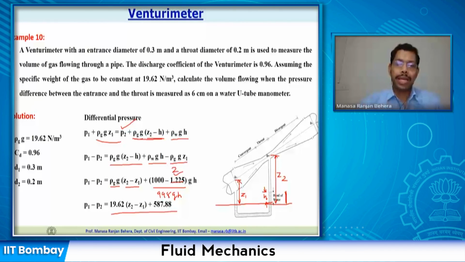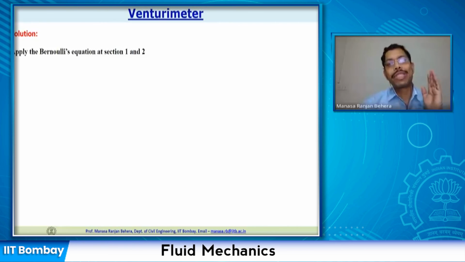Now let us apply Bernoulli's equation. Okay. So this is just the pressure difference at these 2 points that we have obtained. Now let us apply Bernoulli's equation between section 1 and 2.